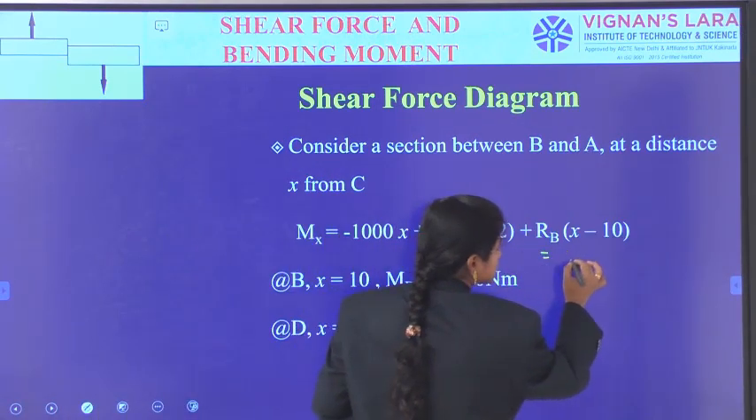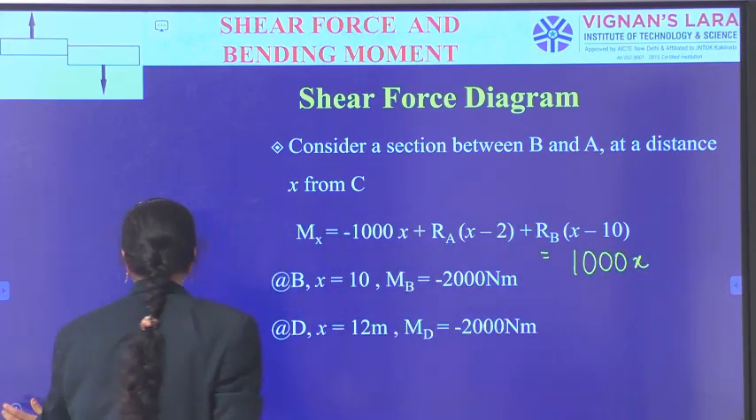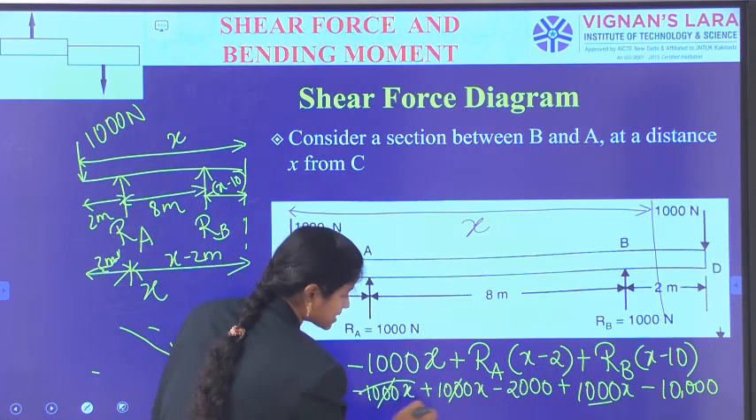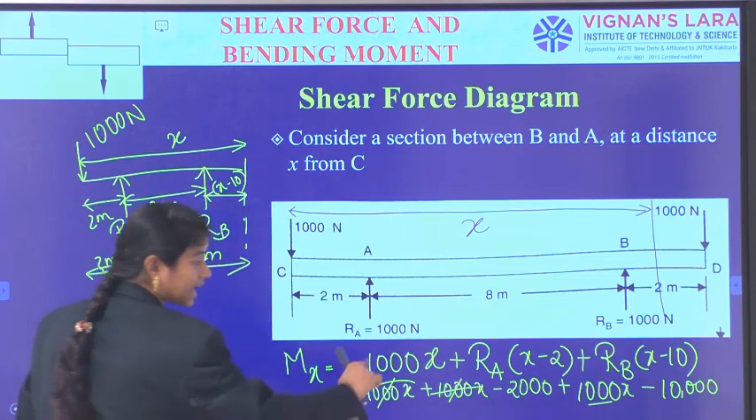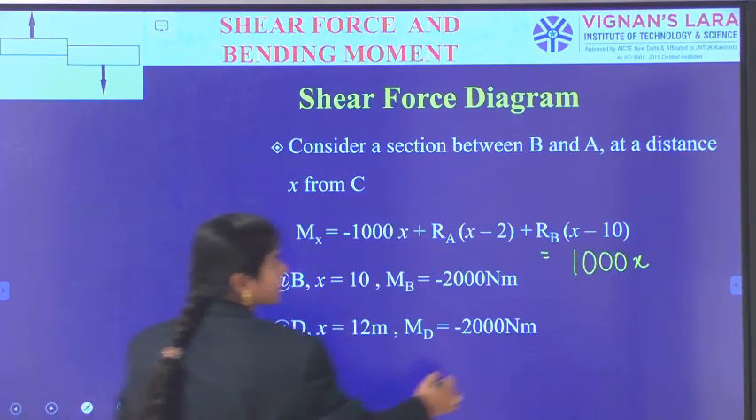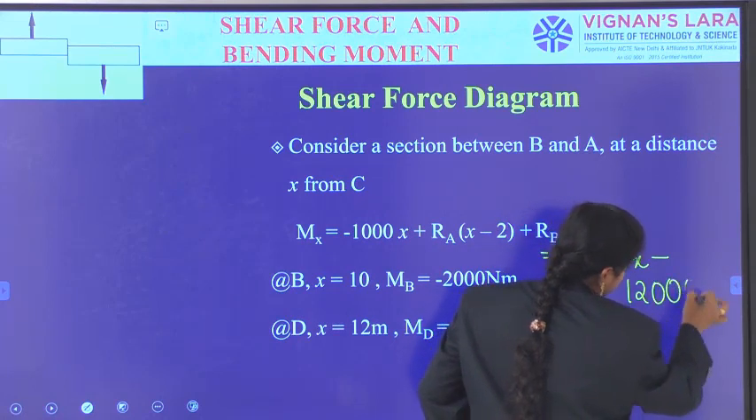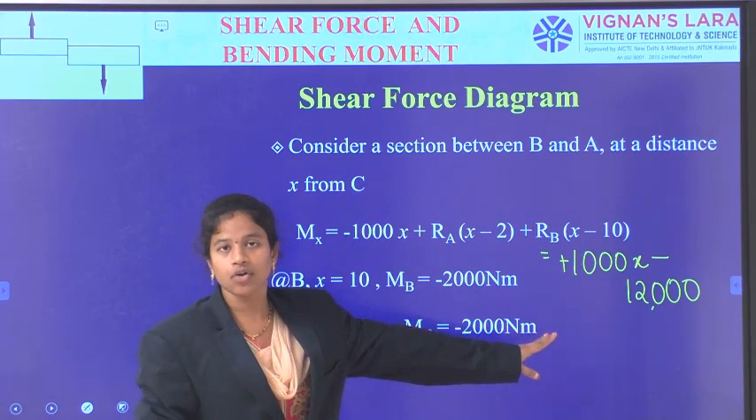With this analysis, finally what we have got is the term plus 1000x. So this was cancelled, this was cancelled. The remaining left over is plus 1000x and minus 12,000. Okay, so this is the equation of Mx we have got finally.